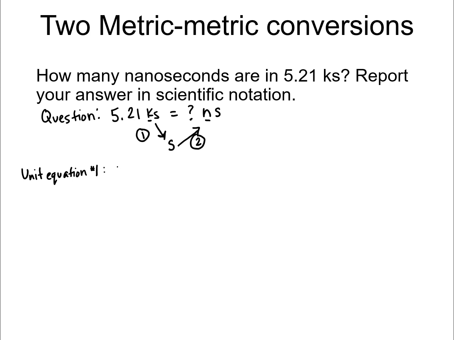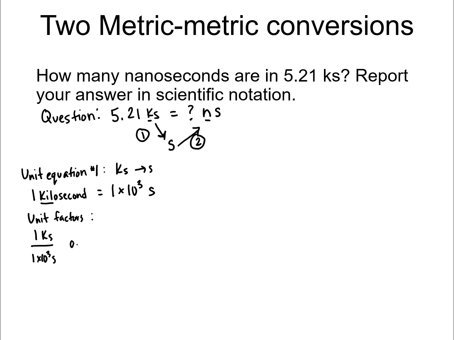So the first unit equation, we're relating kiloseconds and seconds. One kilosecond is equal to 1 times 10 to the third seconds. We just fill in the number for kilo and put second. Now we've got unit factors. 1 kilosecond over 1 times 10 to the third seconds. And then we simply write the reciprocal.